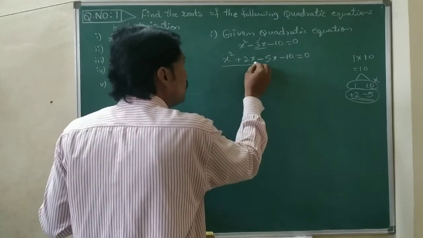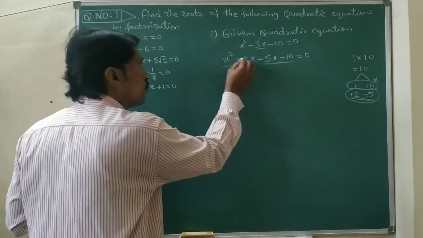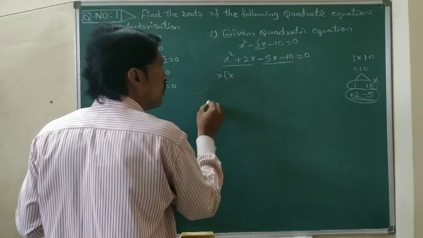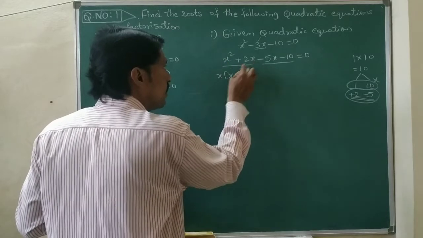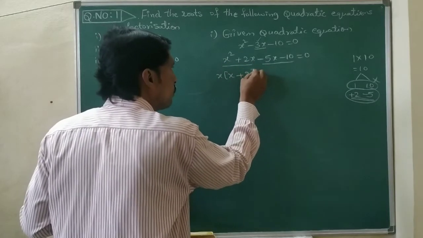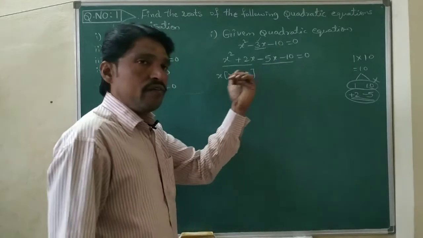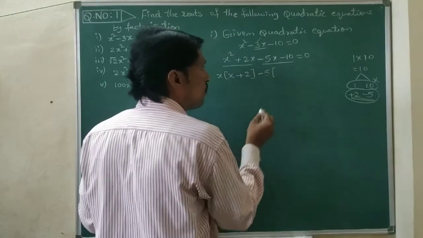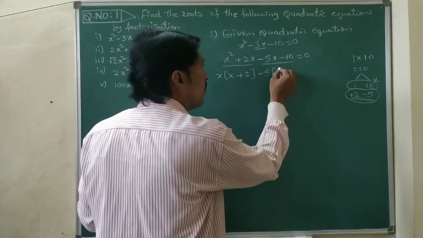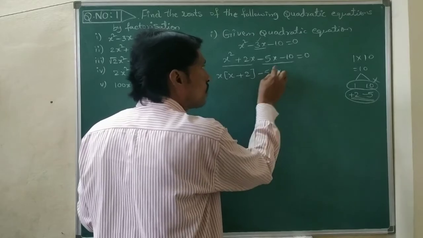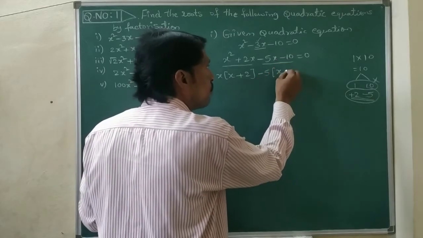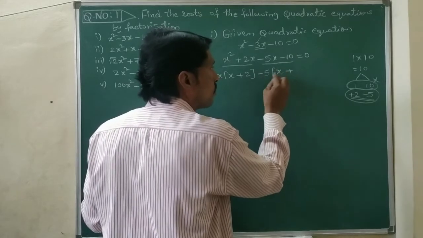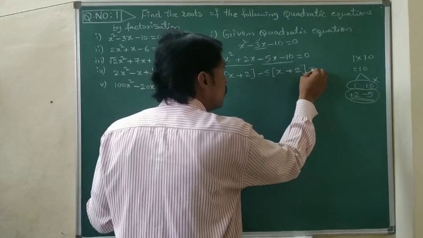Now you can divide this into 2 parts. In the first 2 terms we need to take x as common. So we take x common, x is remaining here, and 2 is remaining here. In minus 5x minus 10 we need to take minus 5 as common. So minus 5 we took common, here x remains, and here we took the minus, so minus into minus gives plus. Minus 5 2s are minus 10, equal 0.